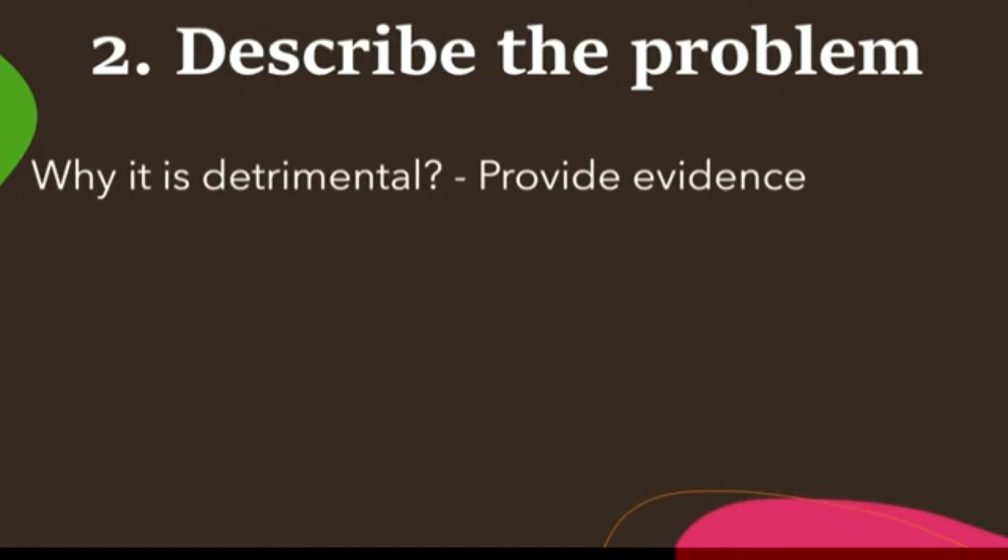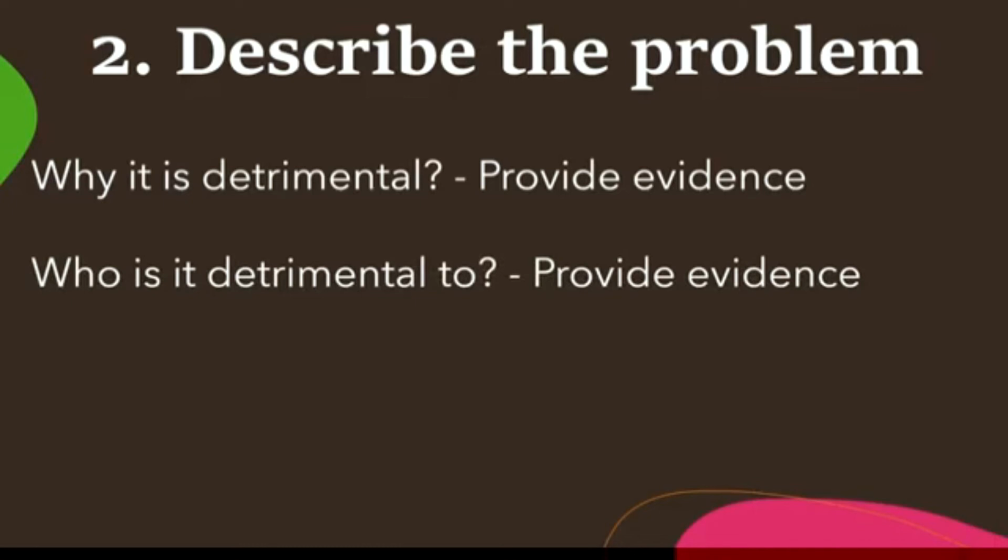Explain why the problem is detrimental. Why is the problem unsafe? Why is the problem unsustainable? Why is the problem contradictory? Why is the problem inconsistent? You may state the problem, but it's not clear to the marker why it is a bad thing. So you need to make sure that it is very clear why it is a terrible thing. Provide evidence from the literature why this problem is detrimental.